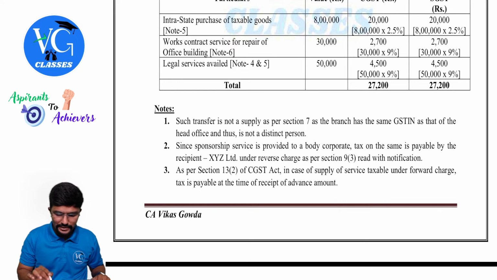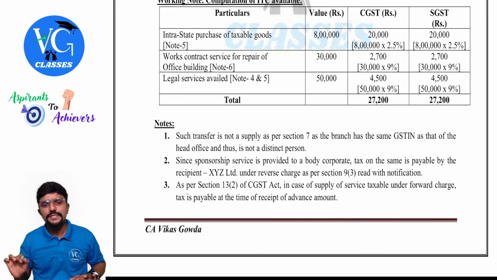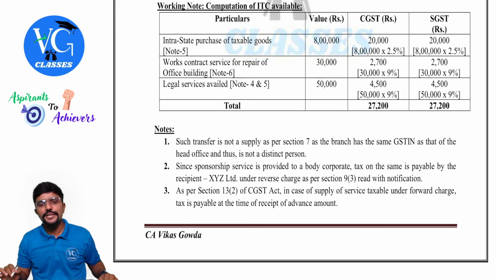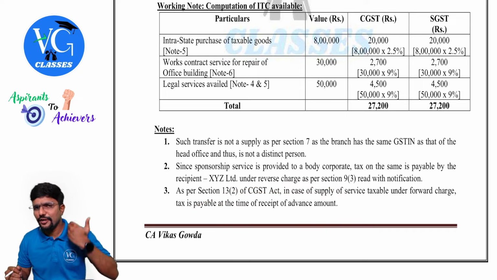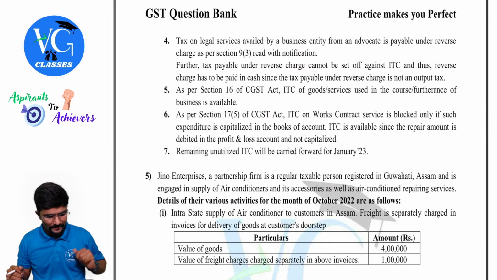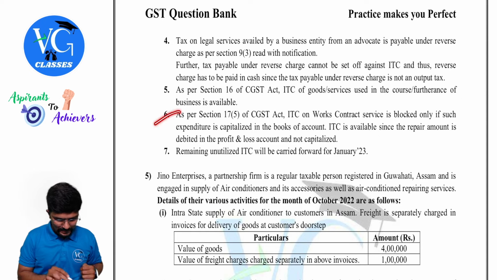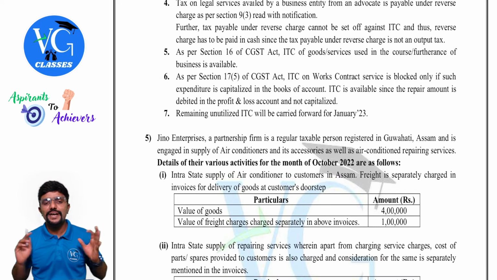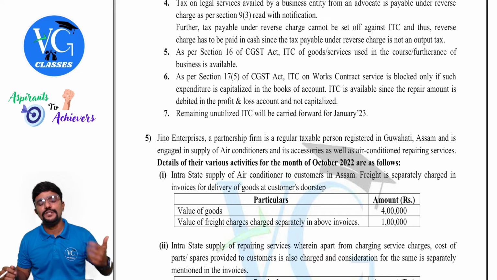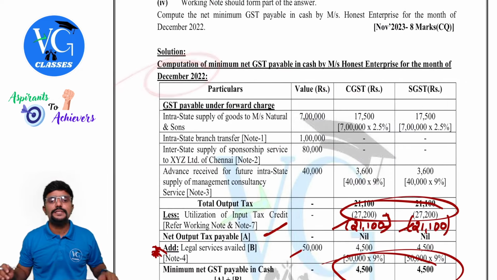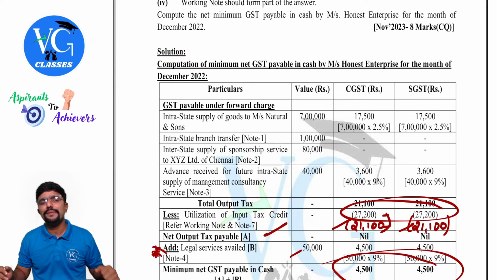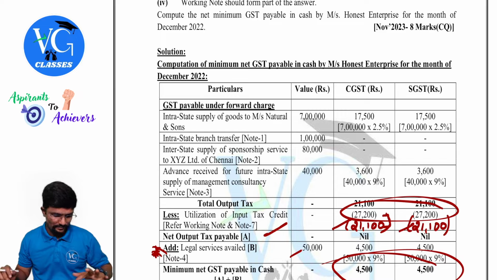Even the third note, let me read it. As per section 13 subsection 2 of the CGST Act, in case of supply of service taxable under forward charge, tax is payable at the time of receipt of advance amount, guys, as the date of payment would be the earliest date. Then 6th, 5th I already did. 7th one, last. Remaining unutilized ITC will be carried forward for January 2023. The relevant month, current month is December 2022. So you will carry the remaining ITC for next month, guys.